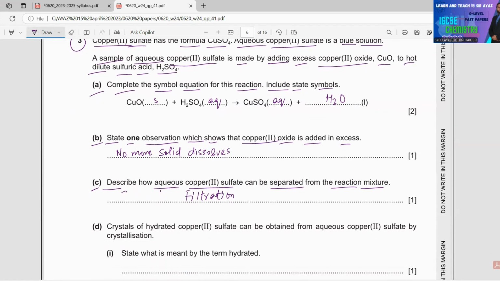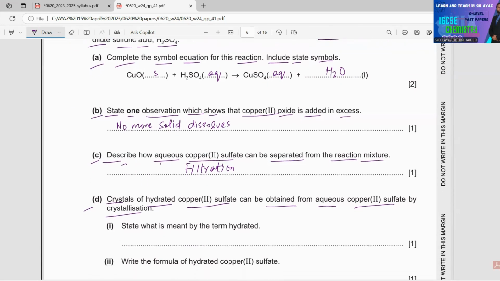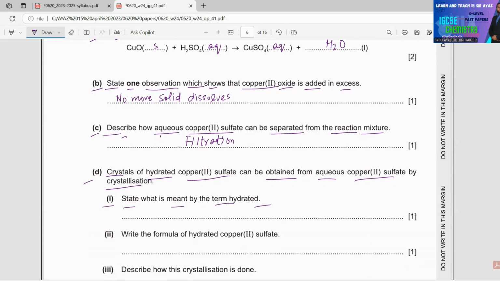Moving to the next part, which is part D. Crystals of hydrated copper 2 sulfate can be obtained from aqueous copper 2 sulfate by crystallization. Number one, state what is meant by the term hydrated. When water is chemically combined with the substance, or it contains water of crystallization.